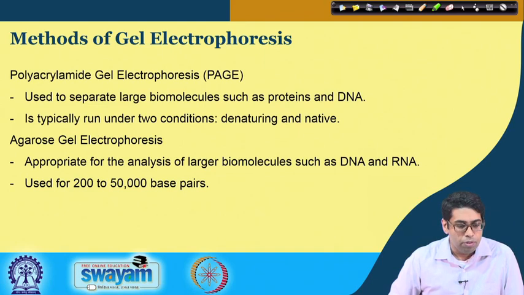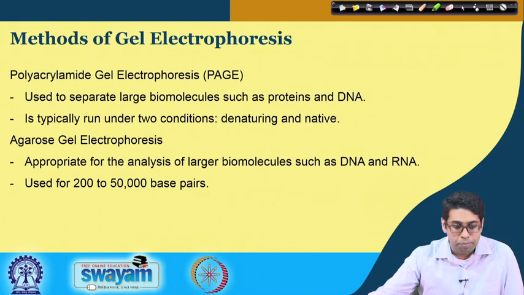As I mentioned before, for gel electrophoresis there are many types, but in this lecture I am going to focus mostly on two types. One is polyacrylamide gel electrophoresis, the other one is agarose gel electrophoresis. Polyacrylamide gel electrophoresis is used to separate large biomolecules such as proteins and DNA, and agarose gel electrophoresis is used to separate even larger biomolecules, and in this case it is typically DNA and RNA.